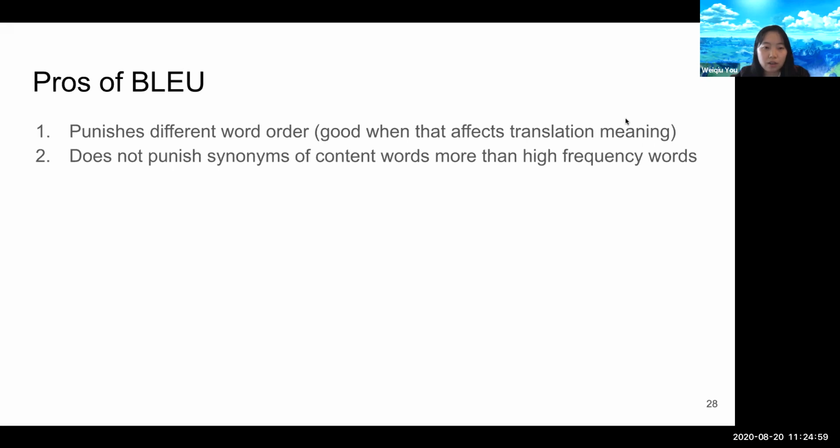So both BLEU and macro F1 are not learned metrics, so they cannot really know if this word is a synonym of the reference or it's actually a wrong word. So BLEU doesn't punish synonyms that much.